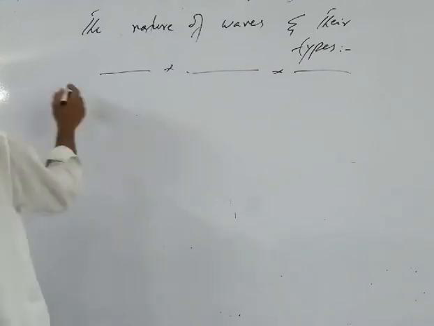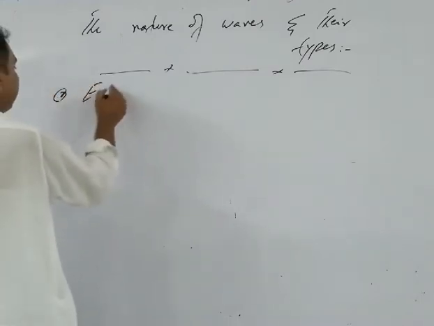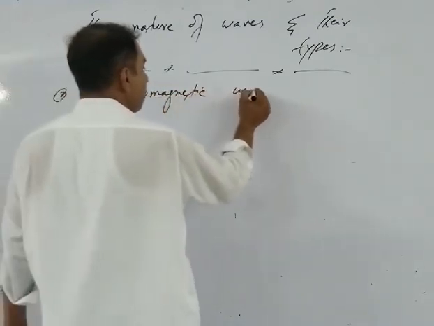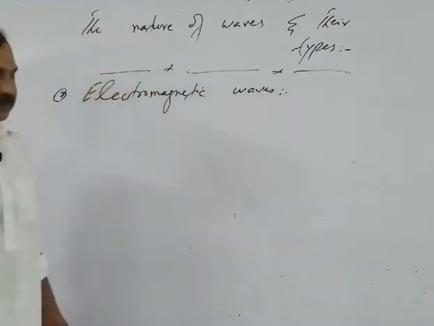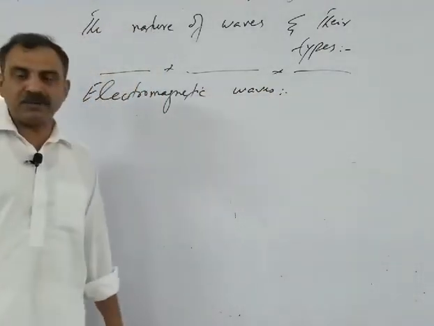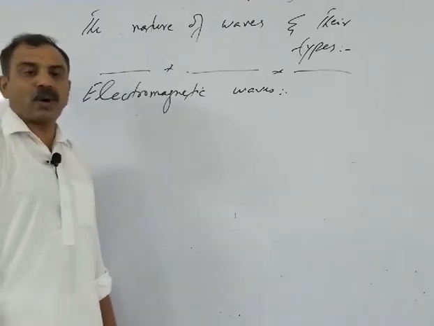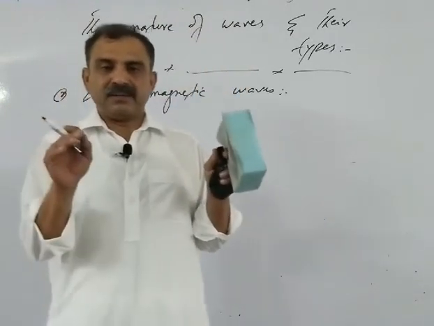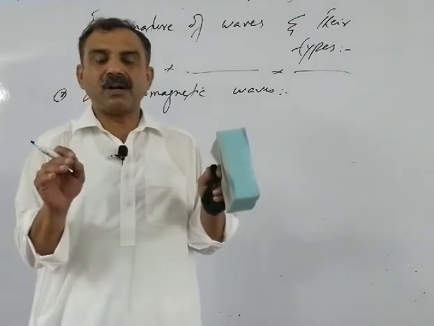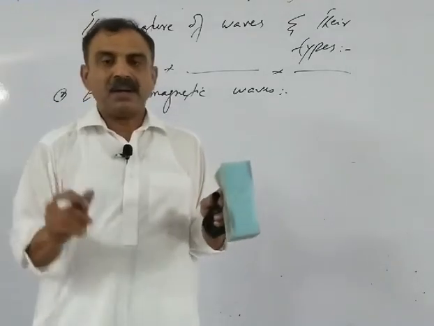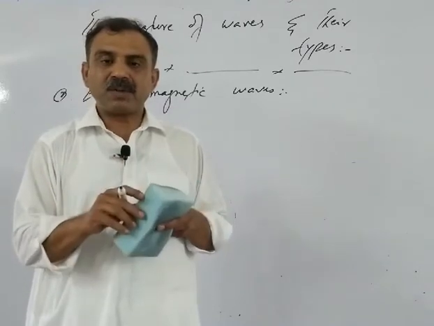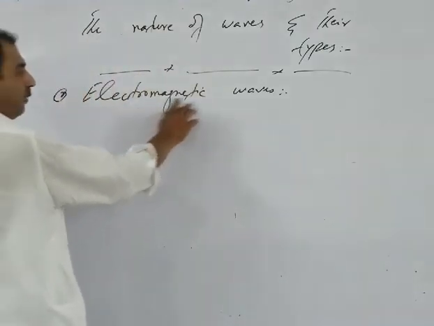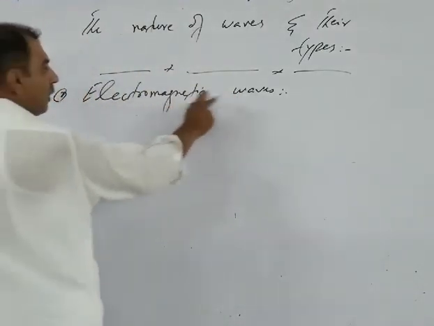Similarly, number two, electromagnetic waves. These are the wave patterns which do not require a material medium. It means that all the waves do not have the same behavior. Some waves require a material medium, some waves do not. So those waves which do not require any material medium are called electromagnetic waves.